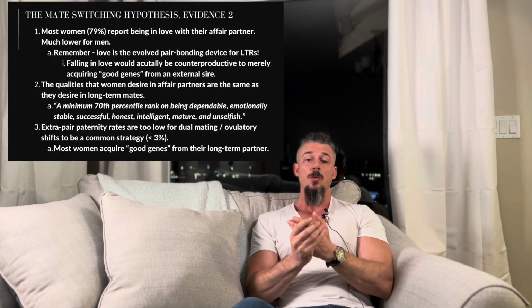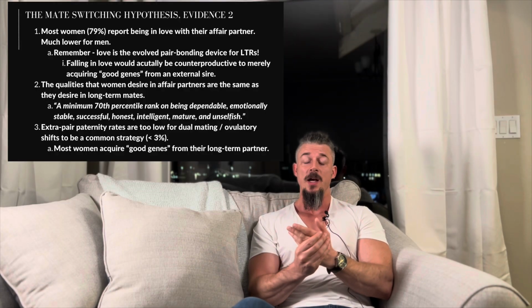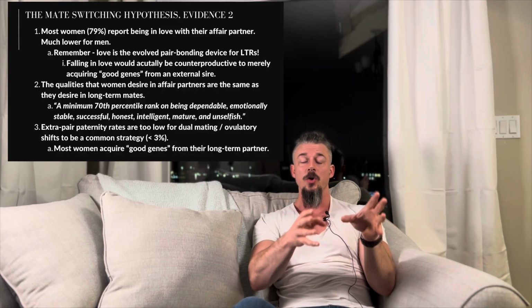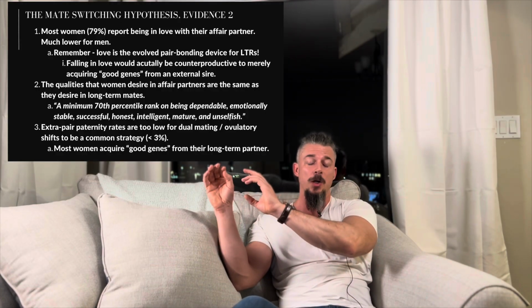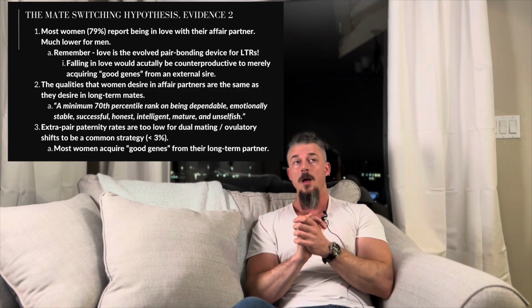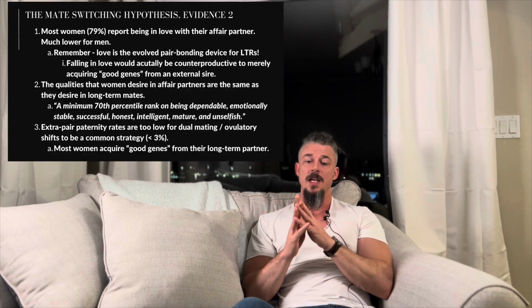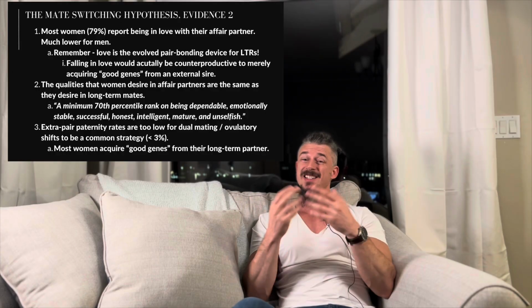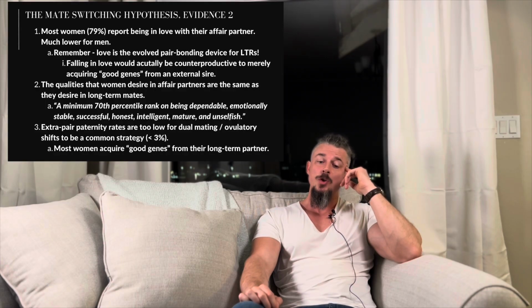If the dual mating strategy were a common adaptation, a common mating strategy, we would expect this to occur in the genetic record, that there would be a lot of cuckoldry, right? That there would be a lot of cases where the primary partner is not raising their own child, where they are not the sire of their own child. The child is sired by, again, the short-term partner over here. The extra pair paternity rates across all of the genetic research, modern research, whatever the case may be, are too low to support dual mating or ovulatory shifts as a common strategy. It's less than 3%. So it's just not something that's happening that commonly. Most women acquire good genes from their long-term partner.